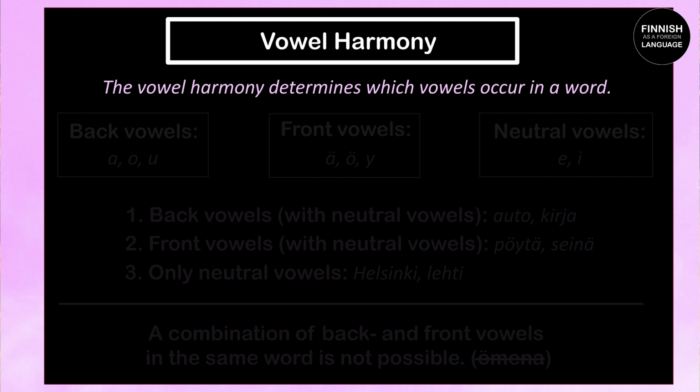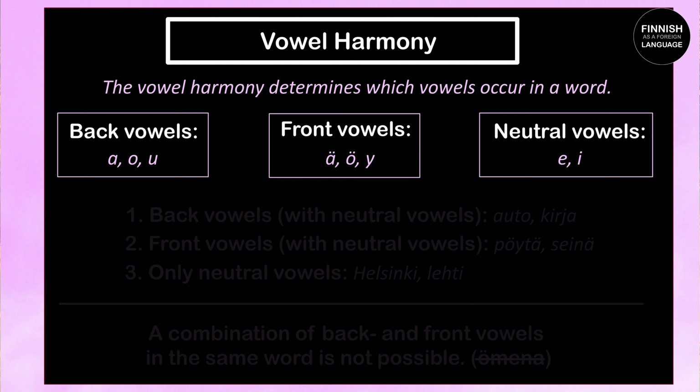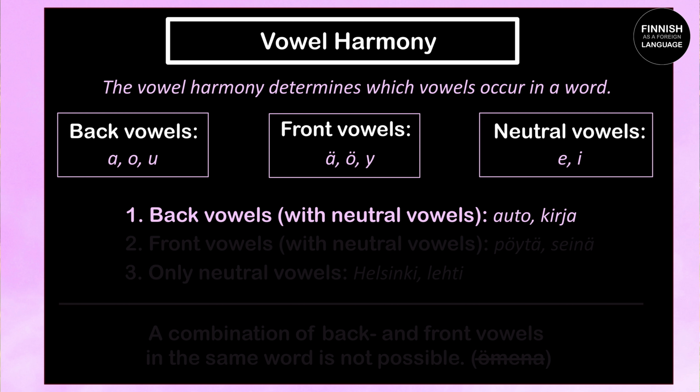So let's start. The vowel harmony determines which vowels are allowed in a word. In the Finnish language, we differ between back, front, and neutral vowels. Back vowels are a, o, and u. Front vowels are ä, ö, and y. And the neutral vowels are e and i. The rules here are pretty clear. A word can either consist only of back vowels or of back vowels plus neutral vowels.